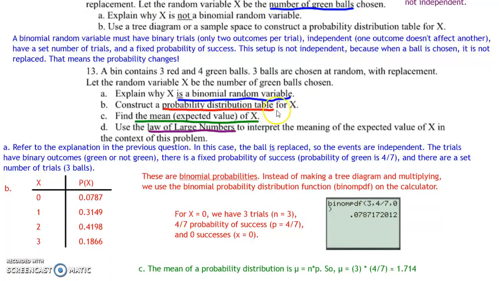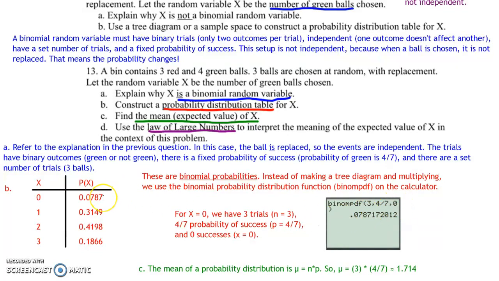A probability distribution table for X is very easy to do because all we're doing is using our calculator to do so. Instead of making a tree diagram, which would be very exhaustive, we use binomial probability distribution function. In this case, it's binomial, so we're able to say the number of trials is 3. The probability of success is 4 out of 7, and the number of successes is that last number. In the first case, we're doing 0.